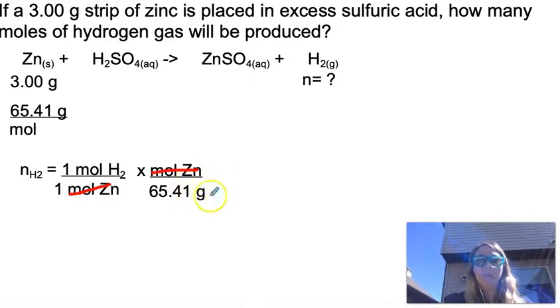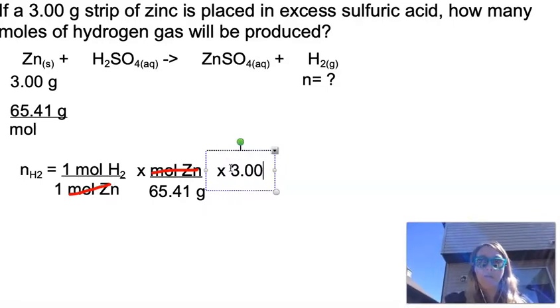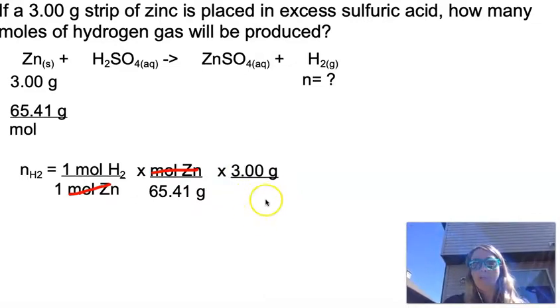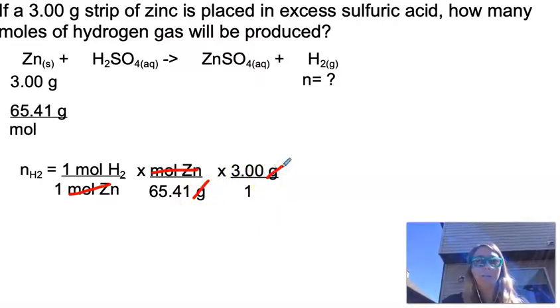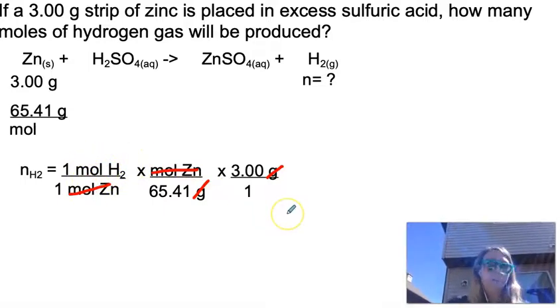Next unit we need to get rid of is this grams of zinc. So we can do that because we know how many grams of zinc we have. We have 3 grams. So we're going to do times 3.00 grams. And again, we can just put that over 1 because there is no other part to that. Now when we look at our units, we should recognize that we can cancel out grams because it's on the top and bottom as well. Now when I look, the only unit I'm left with is moles of hydrogen. Everything else is canceled. So it's just a matter of doing my unit analysis.